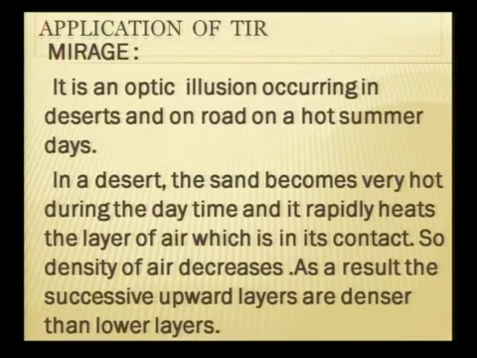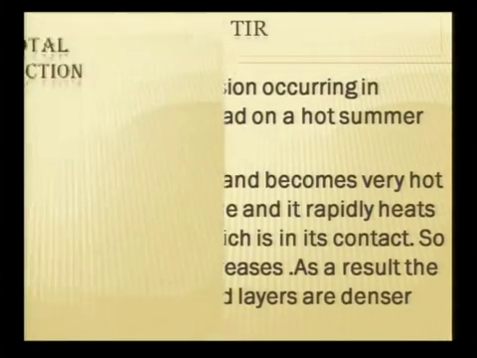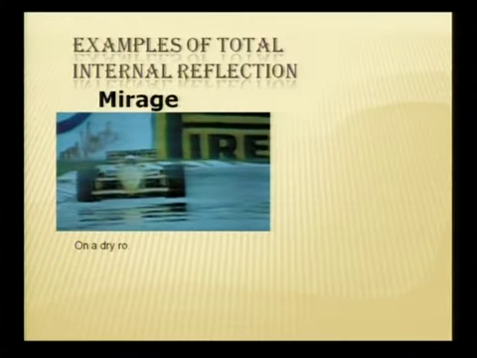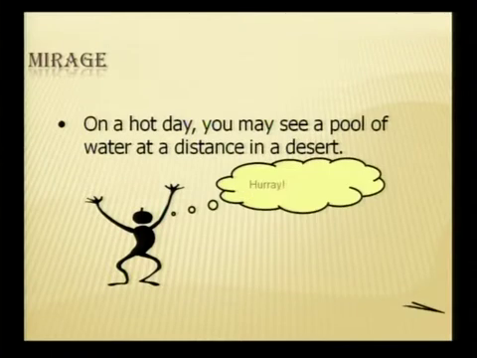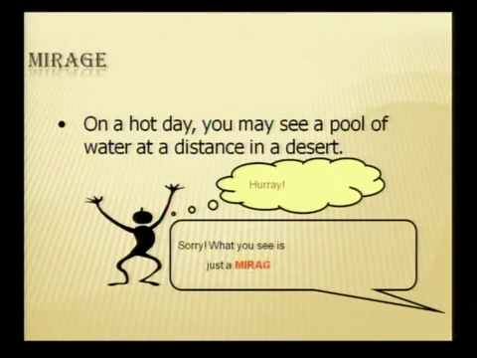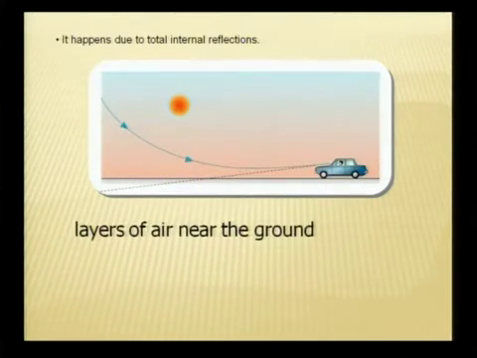And among the applications of TIR, we have discussed mirages. This is the formation of mirages on the road, and this is the formation of a mirage in a desert. Here a boy is saying, yeah, that is nothing but a mirage. So, it happens due to total internal reflection.